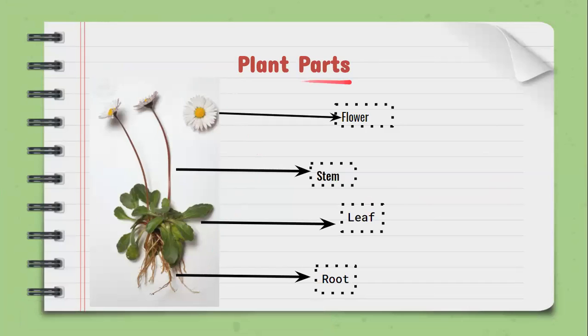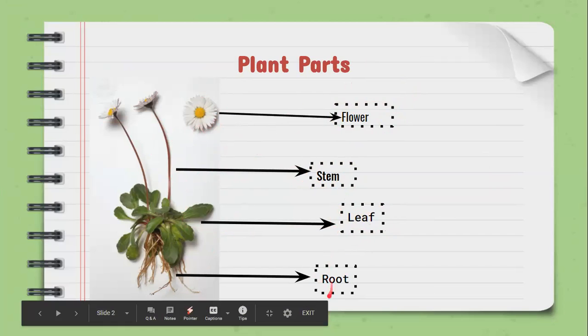Plant parts. The first part is the flower, which you can see is over here where the arrow is pointing. The next one is the stem, which holds, and the next one is the leaf. After the leaf is the root.